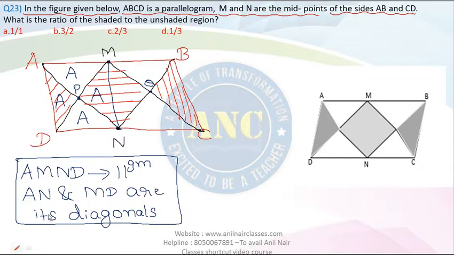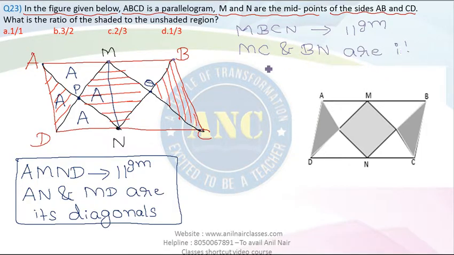Similarly, there is another parallelogram. What is that second parallelogram which you can already see here? The second parallelogram is MBCN, right? I will write it at the top here. MBCN is another parallelogram, right? This is my second parallelogram, and the diagonals of this parallelogram are MC and BN, right? MC and BN are its diagonals.